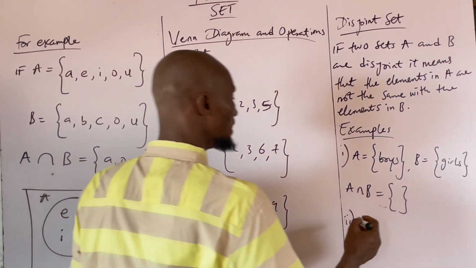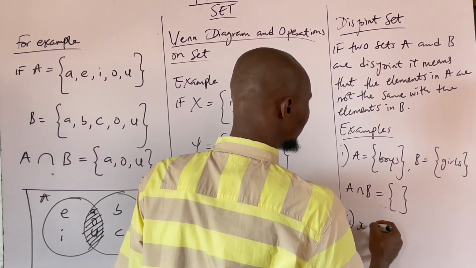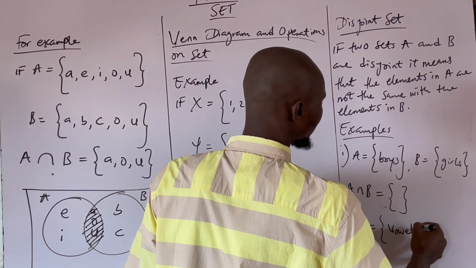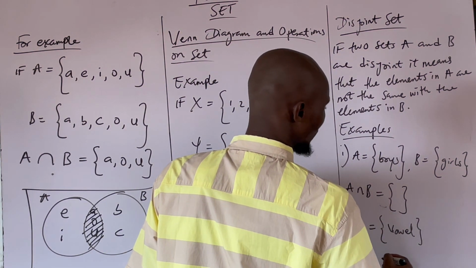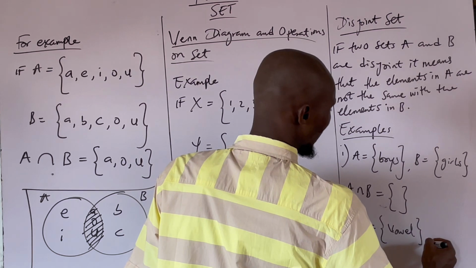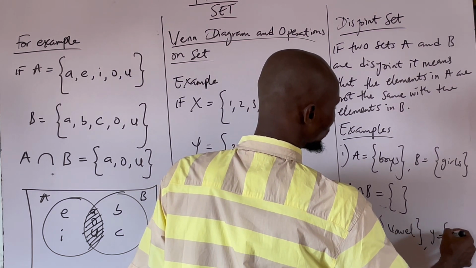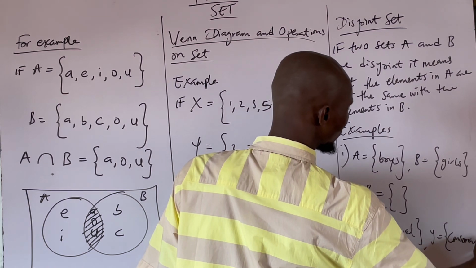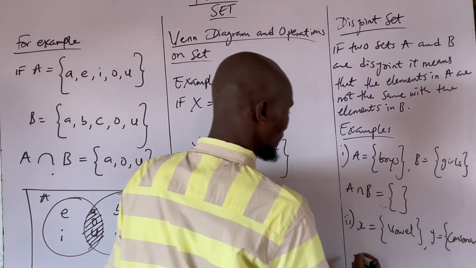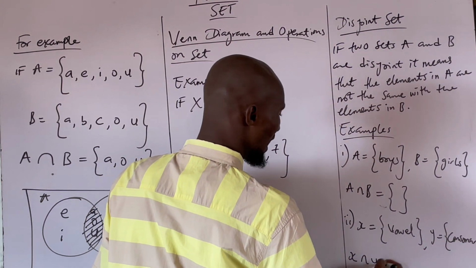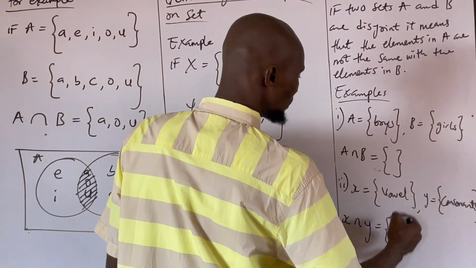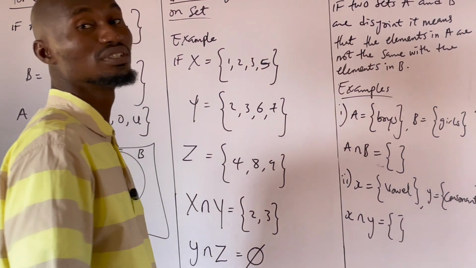Again, we have x equal to vowel sound, you know vowel now in English. And y equal to, let's say, consonant. So x intersect y is also what? Is disjoint, is empty.